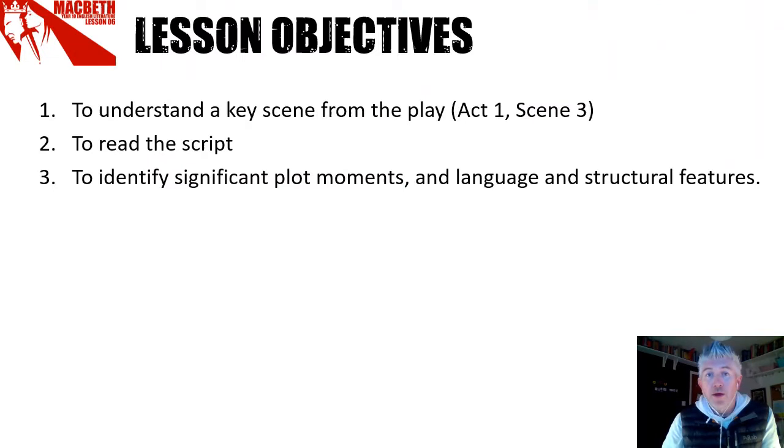Hi, Year 10. Welcome to Lesson 6 of Macbeth, which we are obviously studying for our GCSE English Literature exam. Today we'll be looking at a key scene. It's Act 1, Scene 3. We're going to read the script. We're going to watch a film clip or a performance clip, and we're going to identify significant plot moments, language and structural features as well.